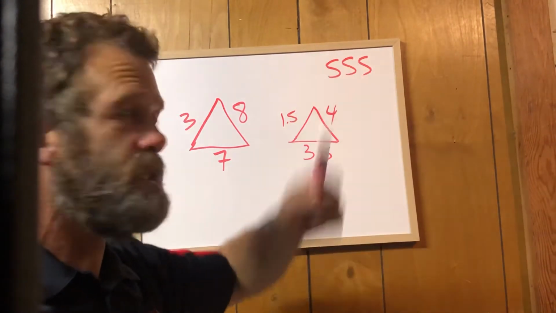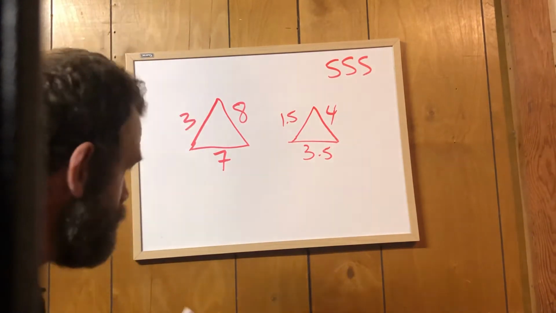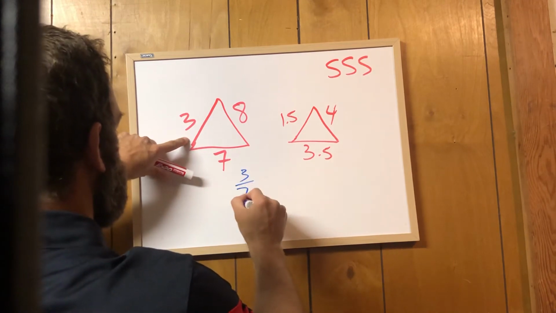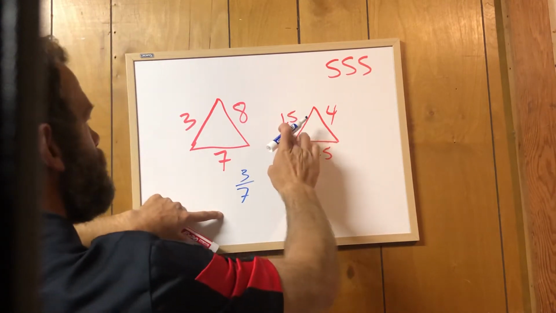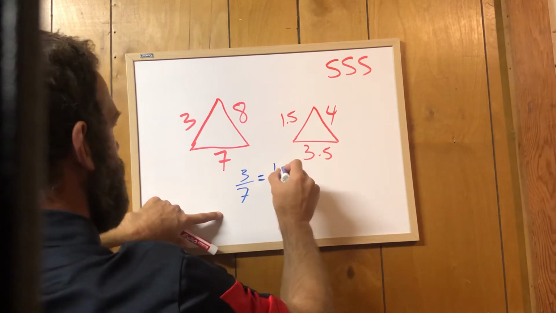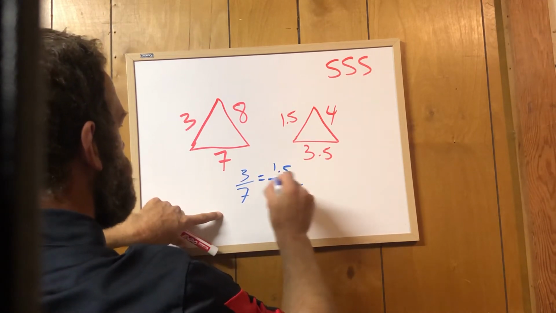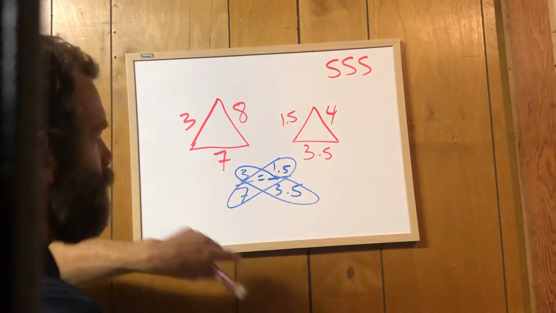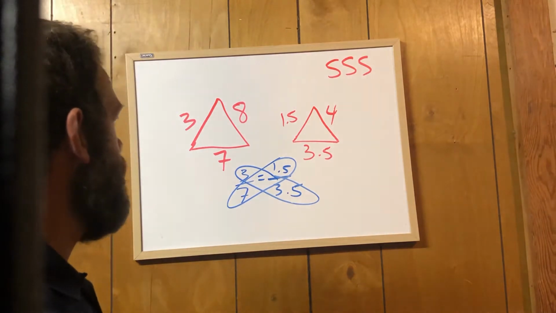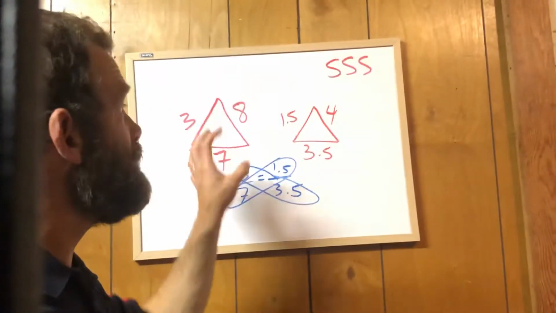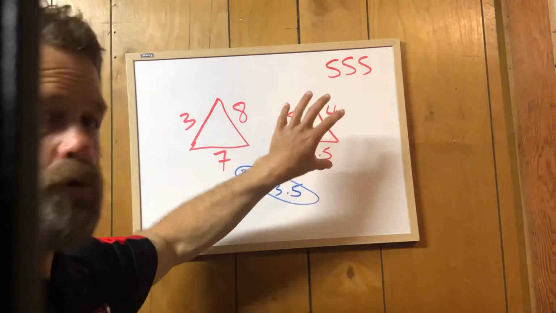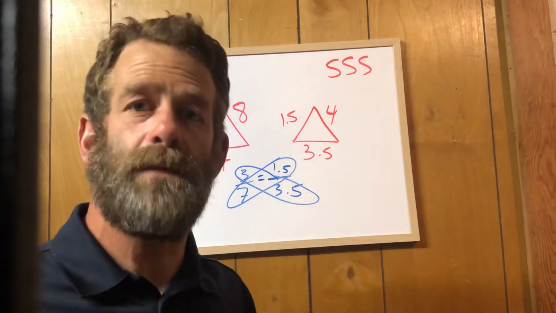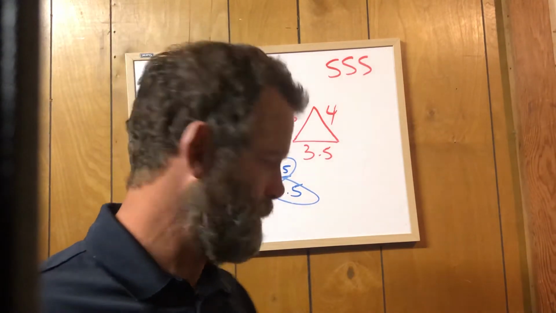Now what side, side, side does is it tells you if you take two sides of one triangle, 3/7, and you take the same two sides on the other triangle and you set them up as a proportion, when you cross multiply, 3 times 3.5 will equal 7 times 1.5. That means that if all the sides are proportional to the corresponding sides on the other triangle, then side, side, side is the similarity conjecture that makes them similar.